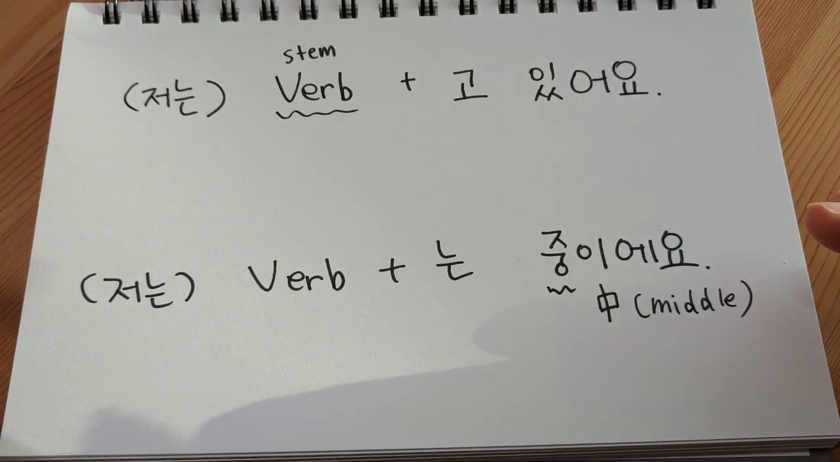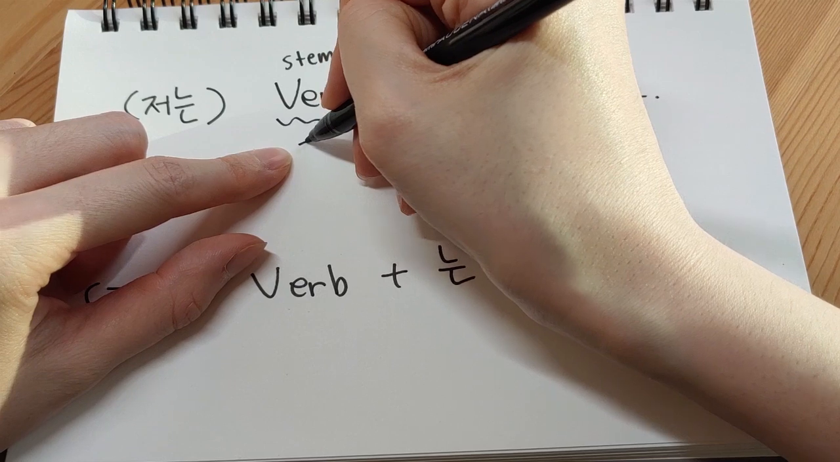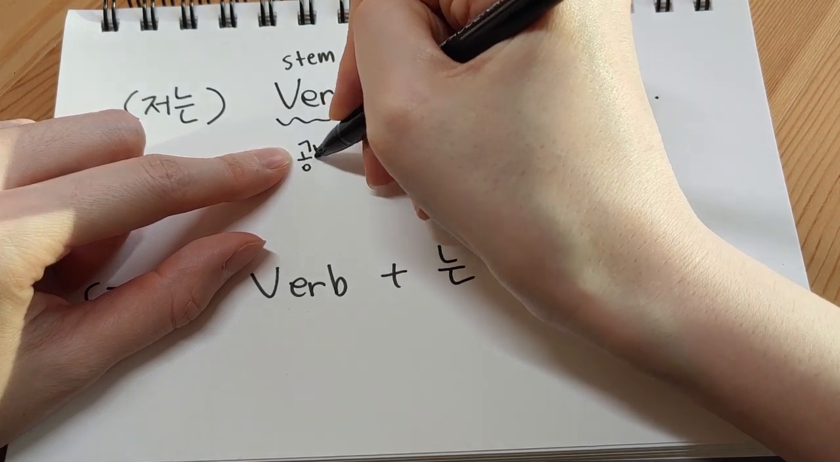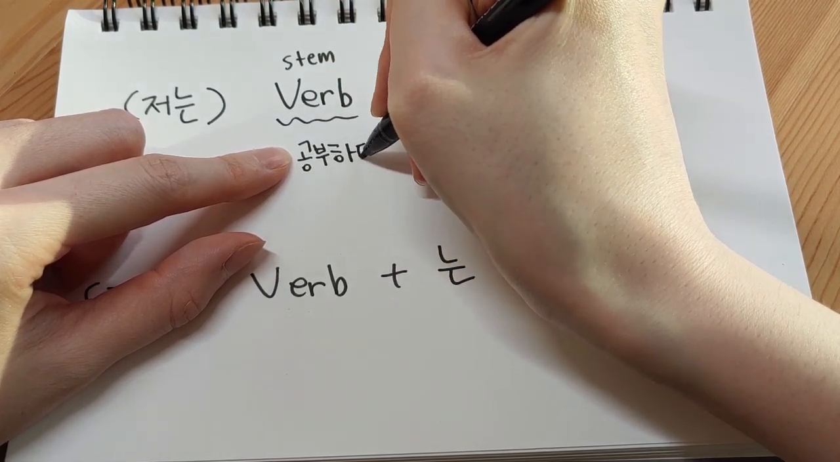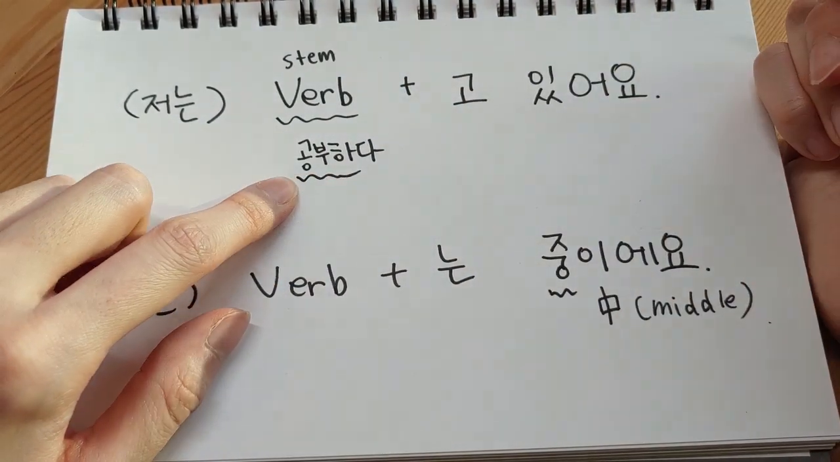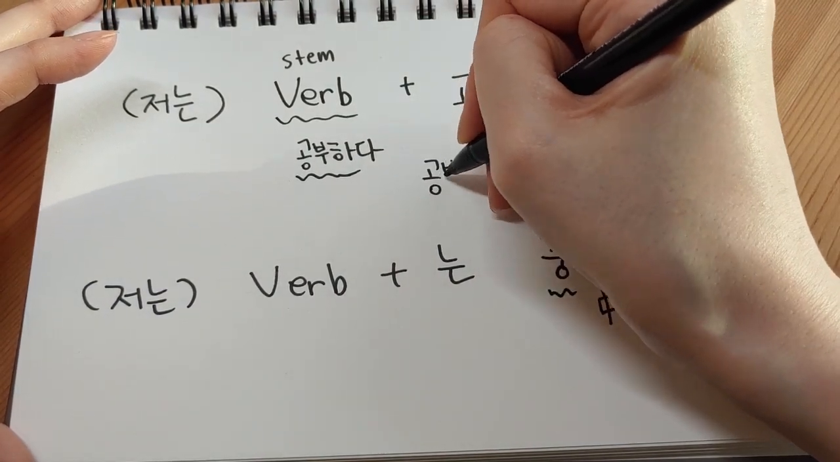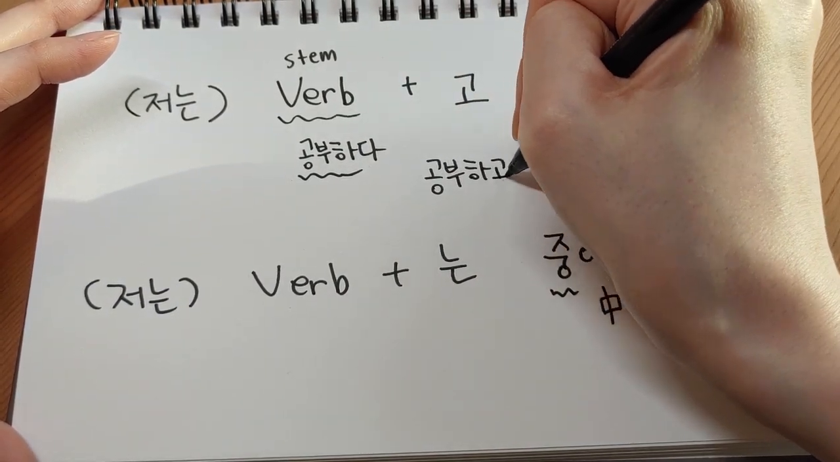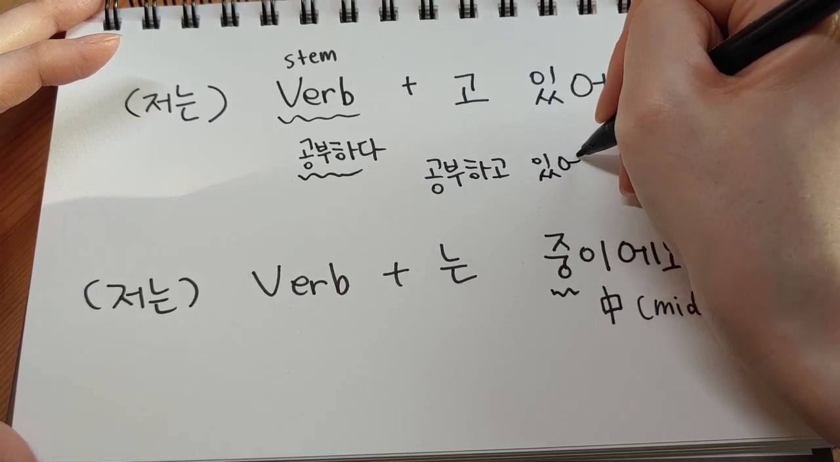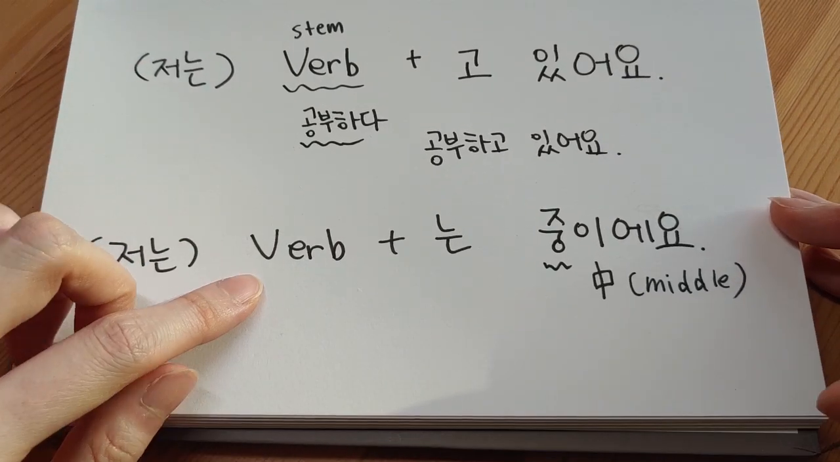So let's say you want to say I am studying. How should you say it? So study, the verb in Korean is 공부하다, right? 공부하다. And you just take out the stem, 공부하, and then combine it with 고 있어요. 공부하고 있어요. I'm studying. It's easy, right?